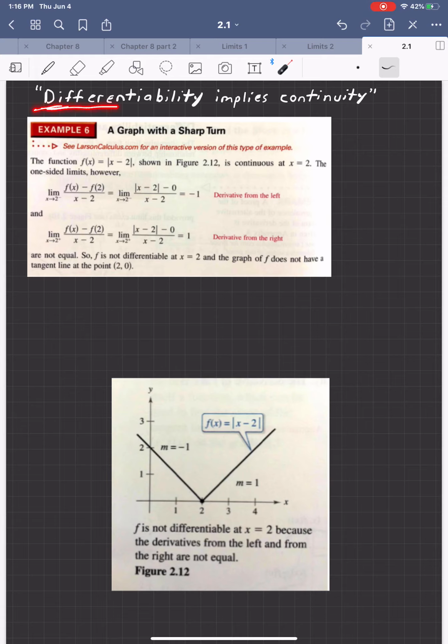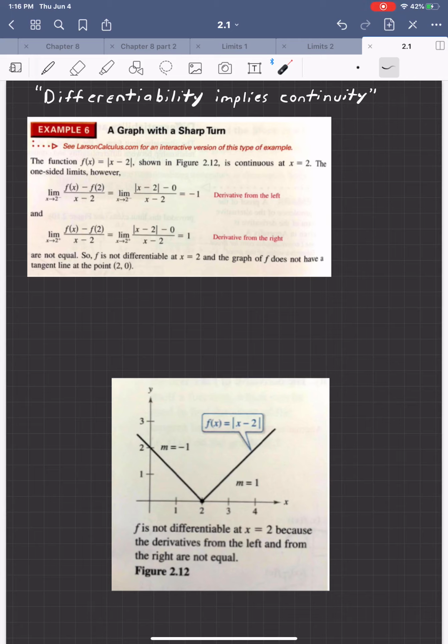I'm trying to tell you that although differentiability implies continuity, the converse of this statement is not true, or at least not always true. Continuity does not imply differentiability. And the next two examples are to show you that. So I don't need to dwell on this very long. Take a look at the graph. This is the graph of the absolute value of x minus 2.